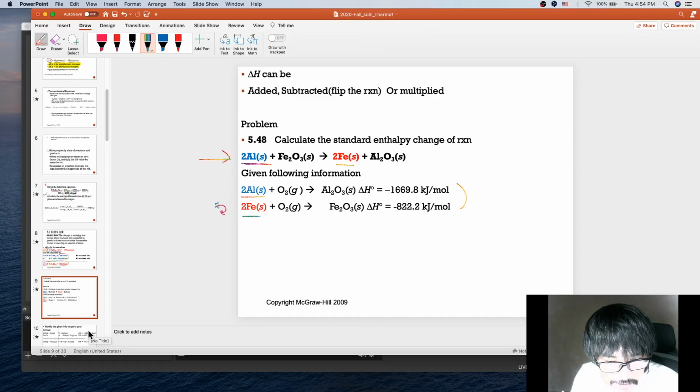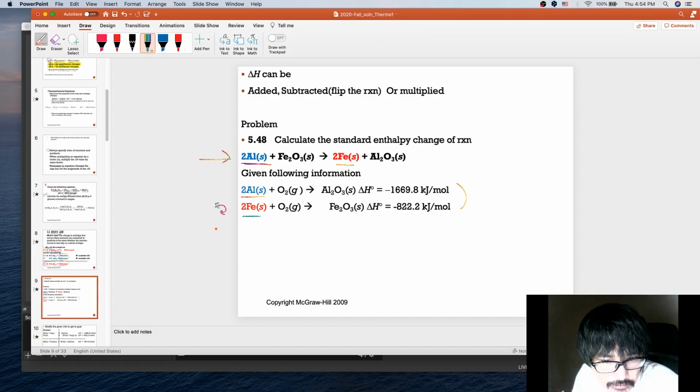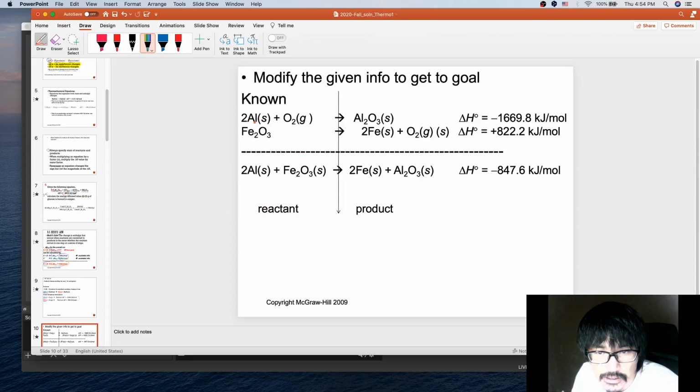Alright, so let me just go to the next one. You have already worked out the situation, so I'm just going to cover what's supposed to happen. This one right here, I'm just going to use straight out 2Al and O2 reacting to produce Al2O3. So there's no change, right? And the delta H value for that is actually this one right here.